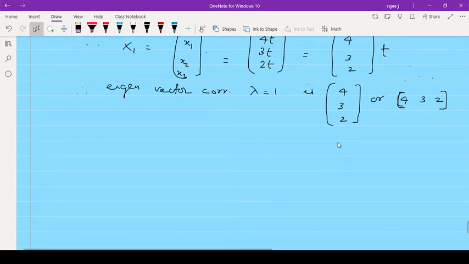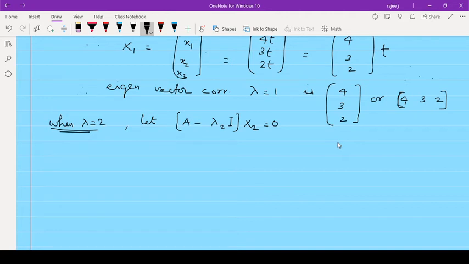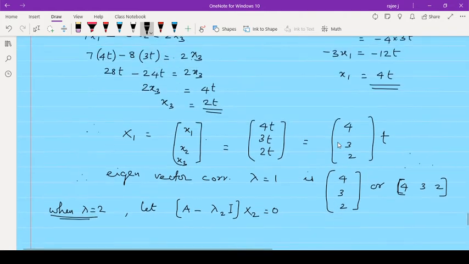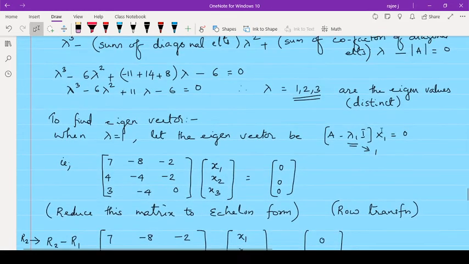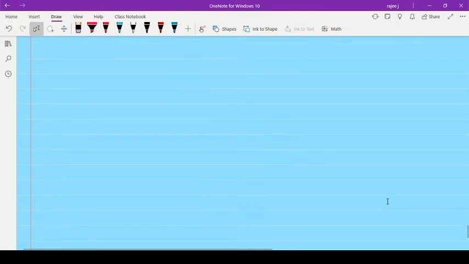Now, lambda is equal to 2. When lambda is equal to 2, the same process you need to do. Again the first equation, let A minus lambda, 2 into I, into x is equal to 0. Here you can keep it as A minus 2I into x. It is not necessary always to keep x1, x2, x3. Here you can give this as x only. In the three cases, the equation will be different only, so no issue in that.